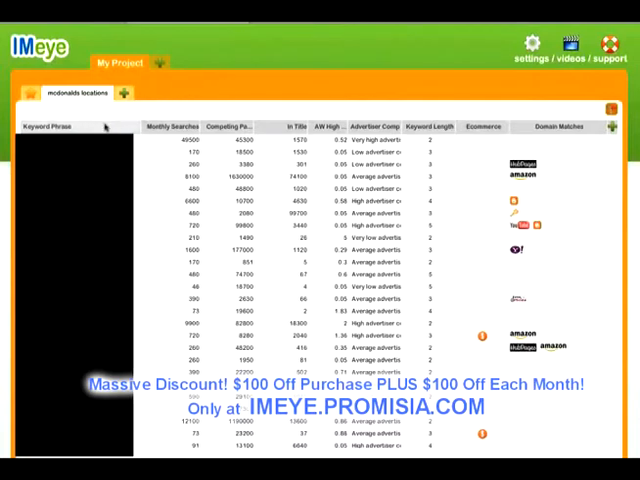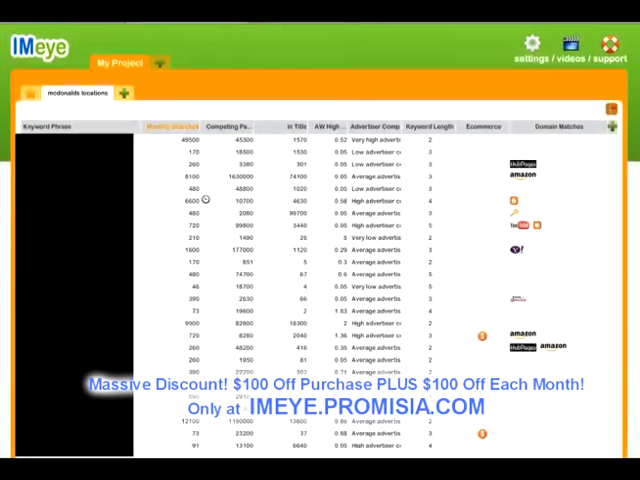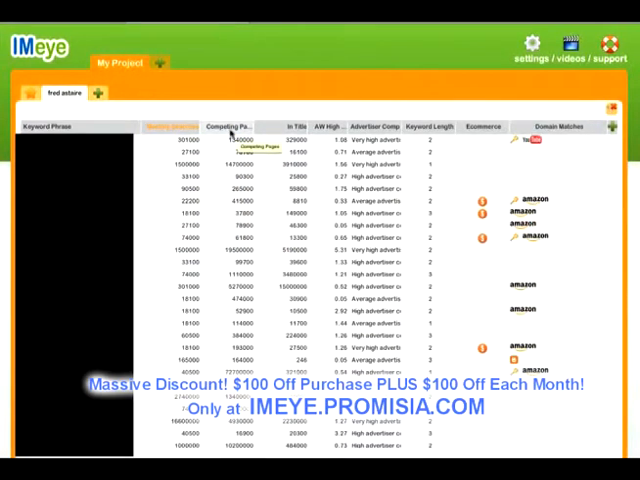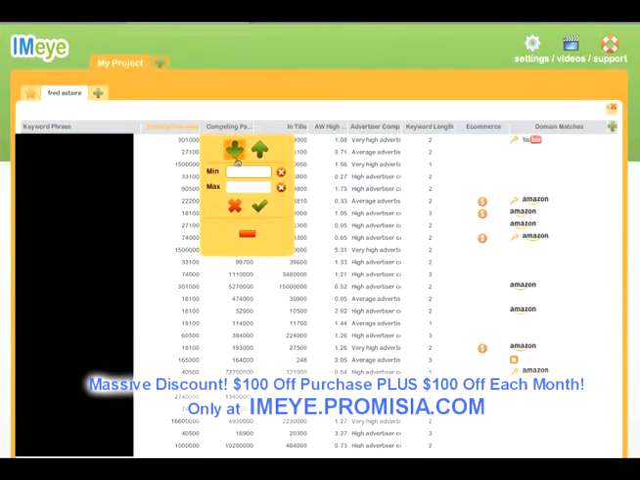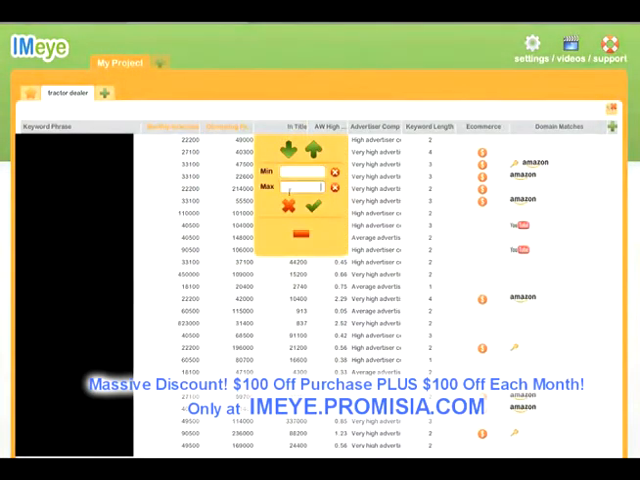Okay, let's begin again with monthly searches. We want to make sure we have enough, so we'll say 15,000, 500 searches per day or so. We want to make sure that in looking for an e-commerce opportunity that we can compete quickly. So let's say we want a maximum of 250,000 competing pages. Further, we want to make sure that in addition to the competing pages being a reasonable number, that the in-title competition is reasonable. So let's say 25,000.